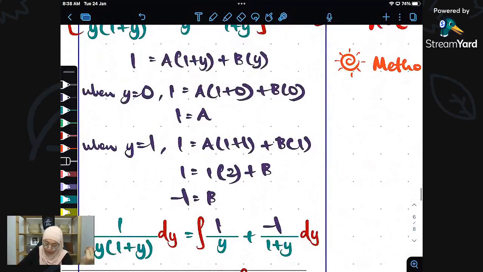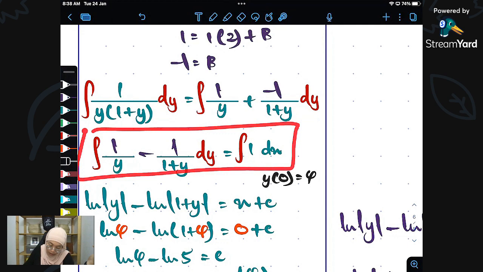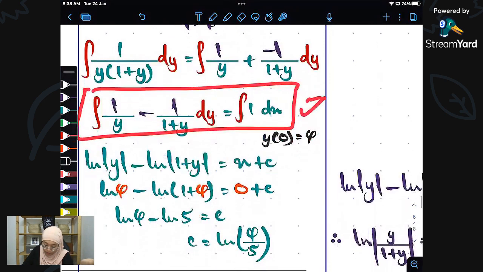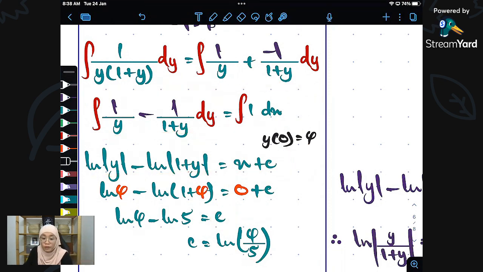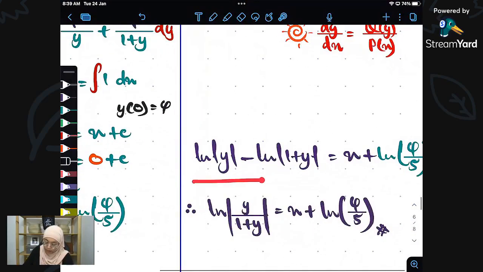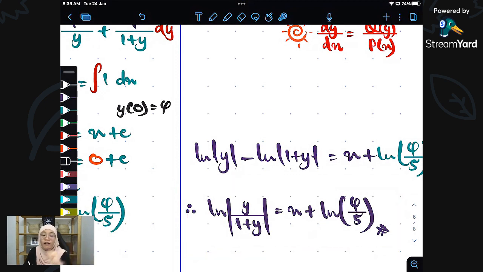And then I find the values of A and B. This is my partial fraction. This is my right hand side, dx. And so I integrate them, and then substitute in the values of x and y. These are my conditions. And then I got my c value is just ln 4 over 5. You do it by yourself. Pause the video right now, and do it by yourself first. Then look at my answer, whether you got the same as me or not. If you got the same, please comment, yay, I got the answer.